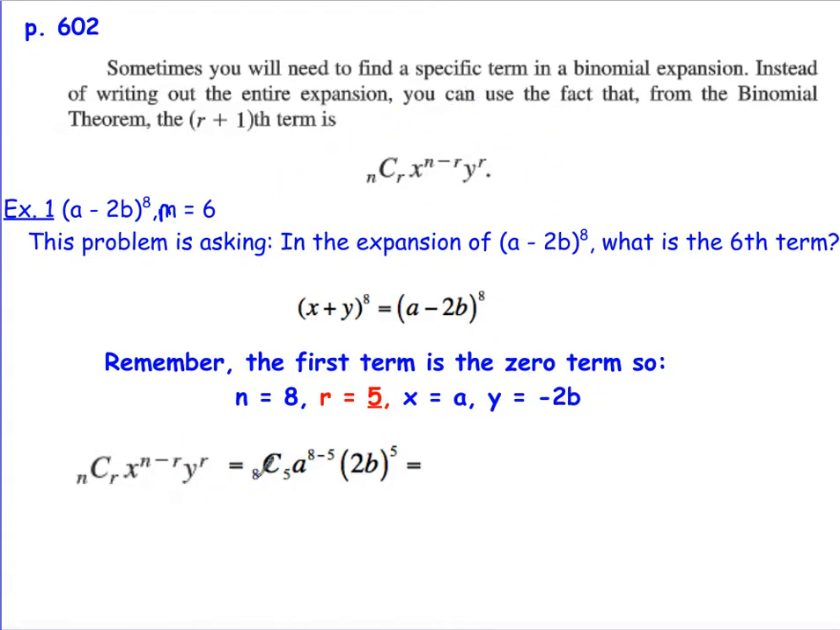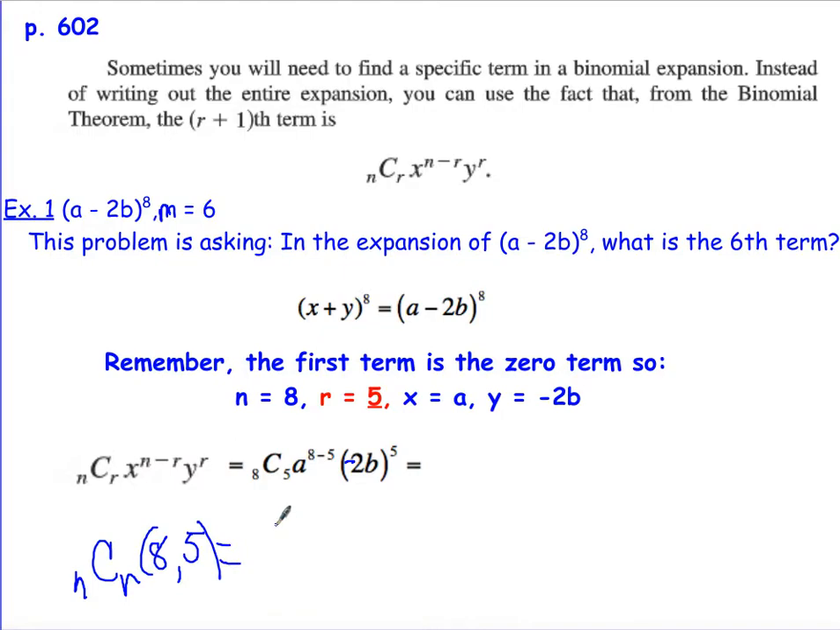So here it is. n is 8, r is 5, a is equal to a to the 8 minus 5, and then negative 2b all raised to the 5th power. This is actually negative 2b. So now 8 choose 5. I say choose. That's something I learned when I was in calculus, and I don't know if they use that anymore. You have two choices. You could either take your calculator and go nCr, and then you're going to have 8 comma 5. And that will give you the answer.